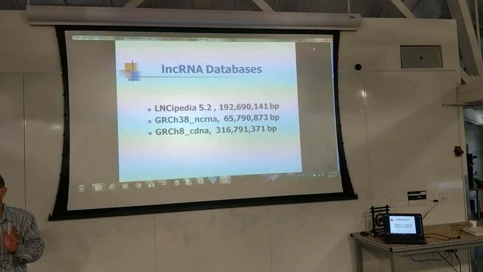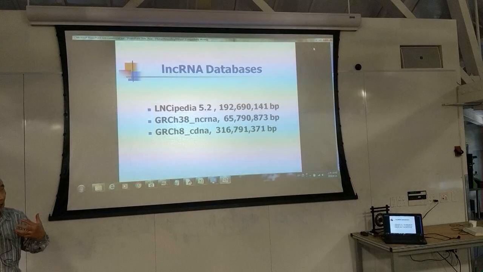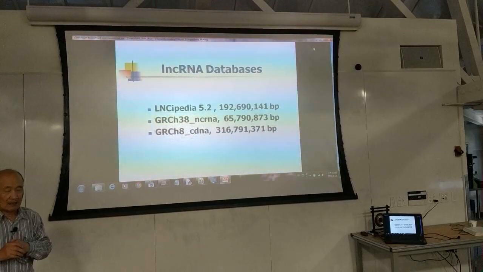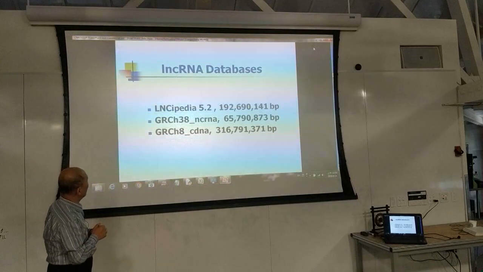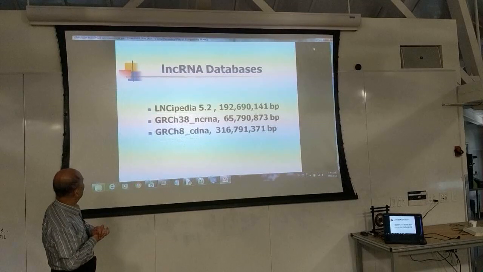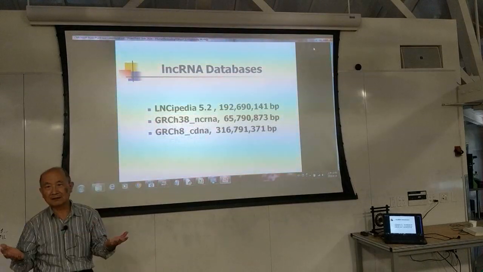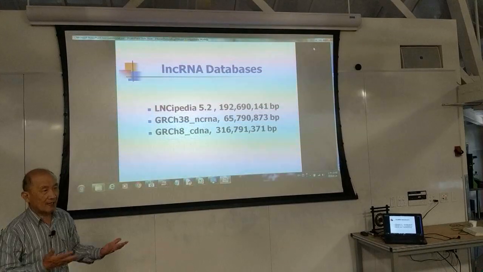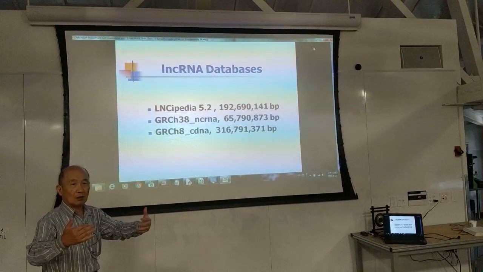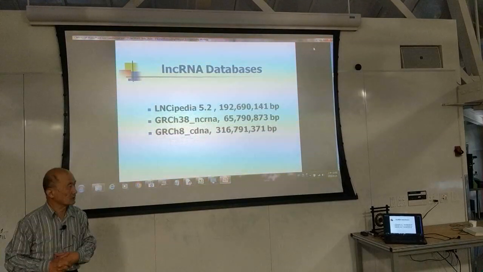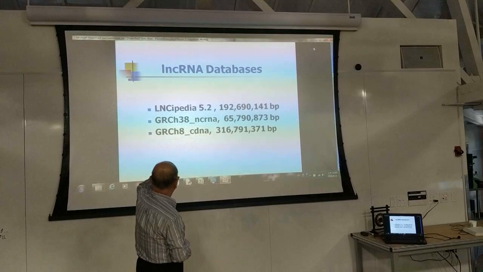So I found three interesting libraries, interesting collections of long non-coding RNA. One is LNCpedia version 5.2, and this is probably the most complete collection of RNAs found in the human body. It basically collects all the available information from various sources and deposits it into one huge data file. And this data file for human long non-coding RNA is almost 200 million base pairs.